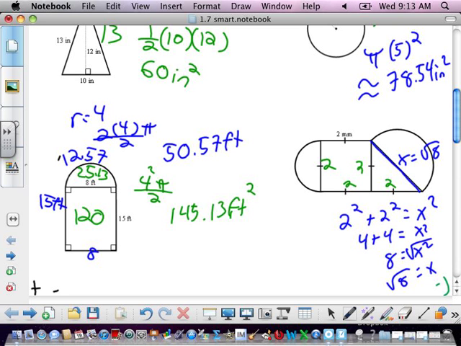I square root both sides. Is that the step that I lost you guys at? Because I can't have an x squared. I have to have x by itself. No, you're not slow.